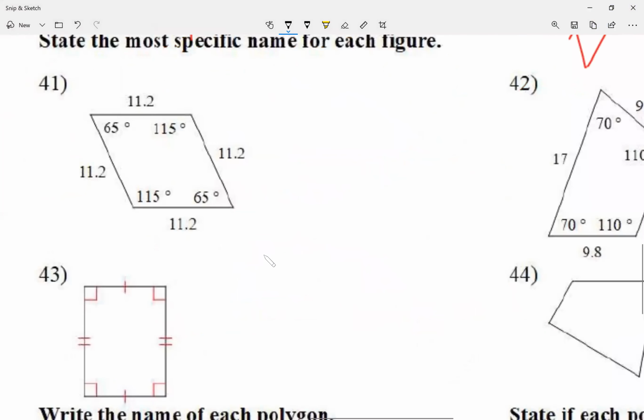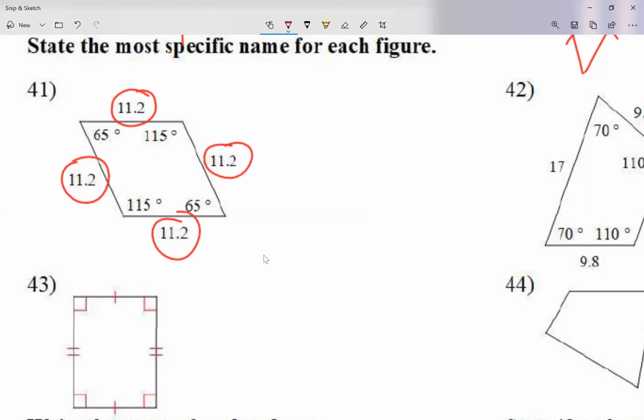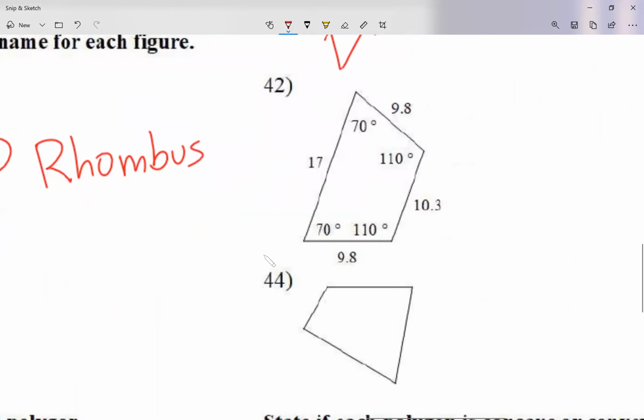So number 41. In this case, I have numbers. I see one side is 11.2, 11.2, 11.2, 11.2. All the sides are equal. So I'm going to call this a rhombus. Right? It's a parallelogram, but it's also a rhombus, a little more specific. If the angles were also equal, I would have called that a square. Let's take a look at number 42.